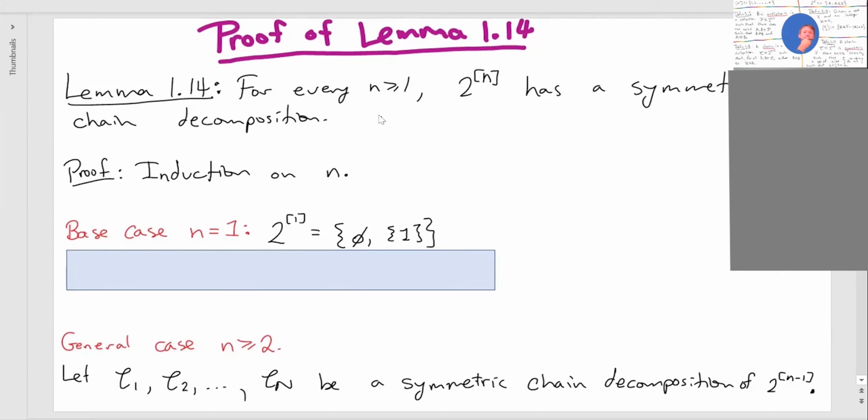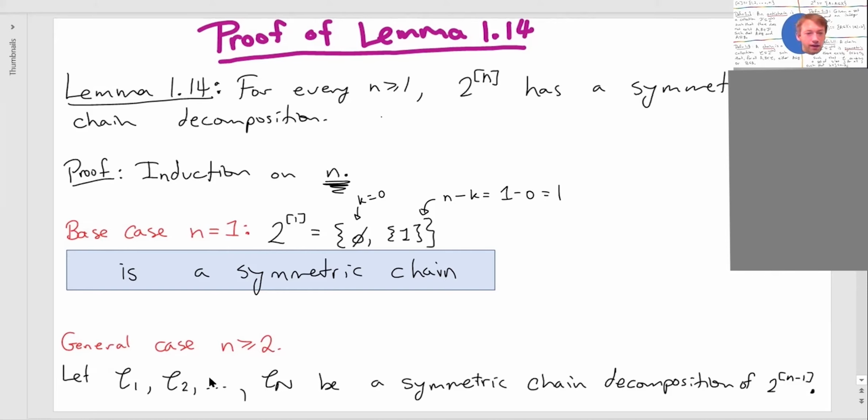The proof is by induction, on n. As usual, the base case is not too bad. In the case n equals 1, what is the power set of the set containing 1? It's just the empty set and the set containing 1. This is a symmetric chain just by itself, because it starts with a set of size k equals 0 and ends with a set of size n minus k, which is 1 minus 0 equals 1. Okay, that was easy.